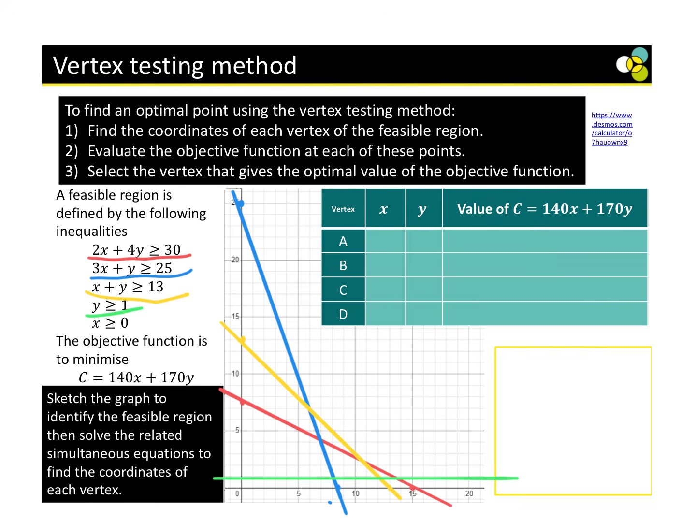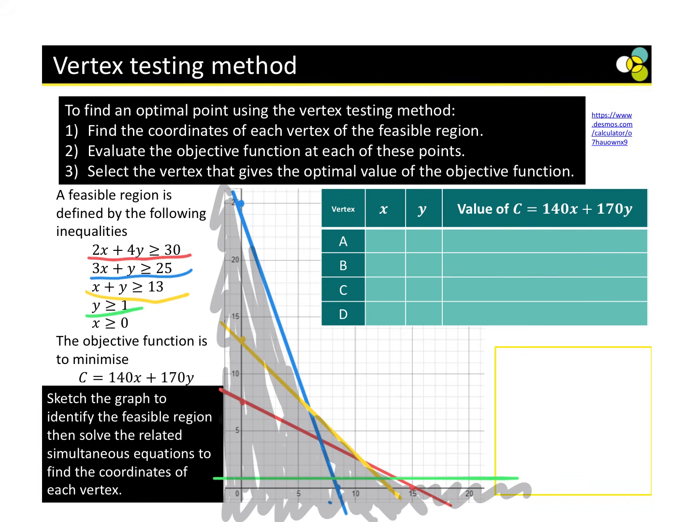Okay, I'm going to shade what I don't want. 2x plus 4y is greater, so I want above, I shade below. So that's the red one, okay, guys? Okay, blue one. It's greater, I want above the line, I shade below. Okay, x plus y is greater, I want above the line, I shade below, and then I don't want any of that. Okay, boom. Everyone happy that my optimal region is this one here?